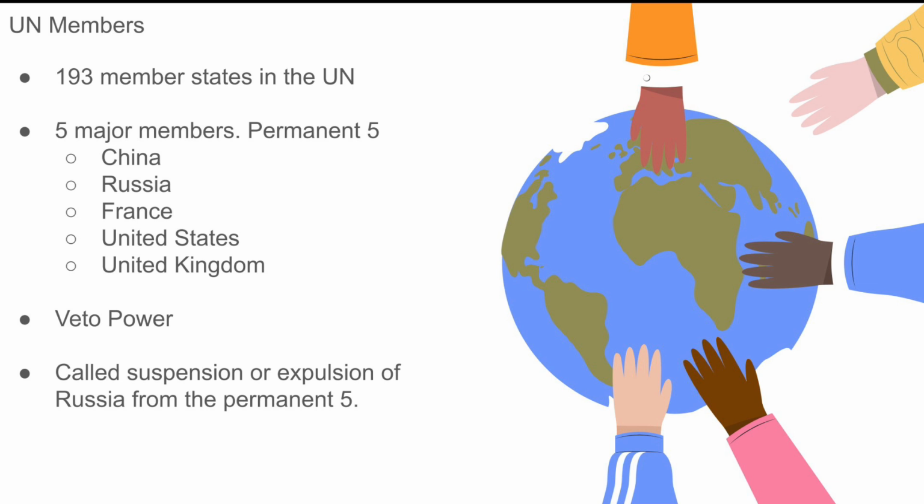but Russia's position in the Permanent Five is now being questioned due to their invasion of Ukraine and not listening to the UN. They are considering expulsion or suspension of Russia's position, but as of right now, they still have a position in the Five.